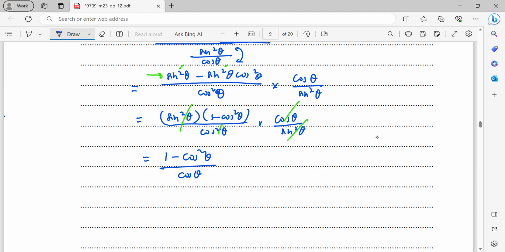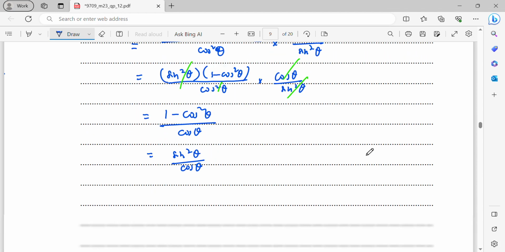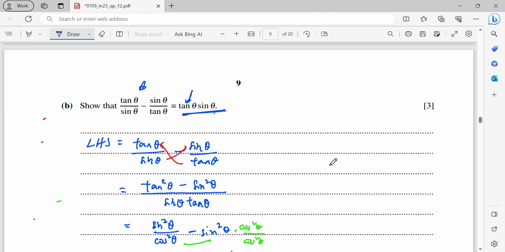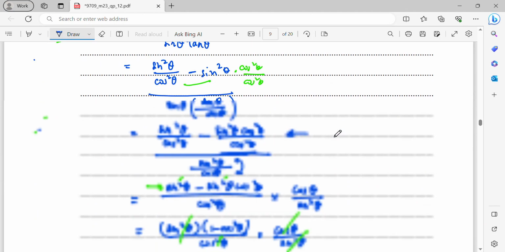So now this 1 minus cos squared theta is basically sine squared theta, then over cos theta, and now I will split it into two terms. It will be sine theta over cos theta times another sine theta, because I have sine squared theta, and the sine theta over cos theta is basically our tangent theta together with the sine theta. So with this I have proven the identity.